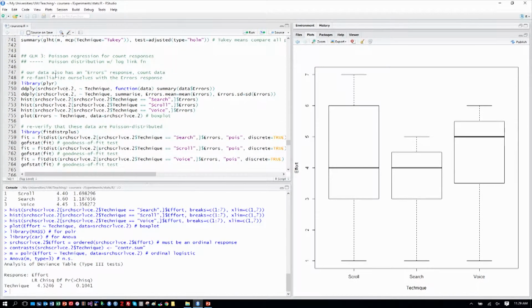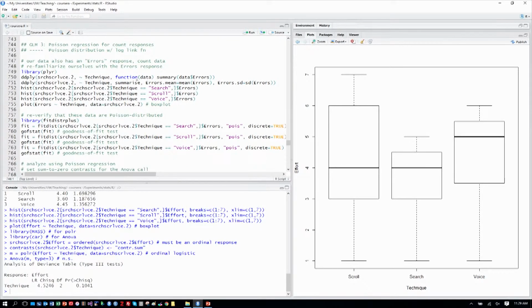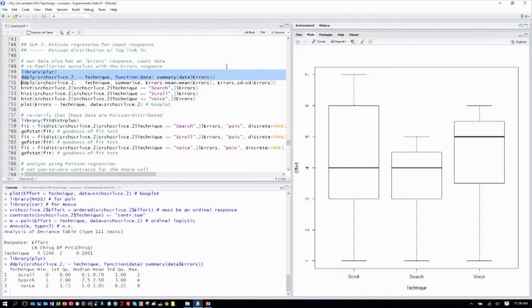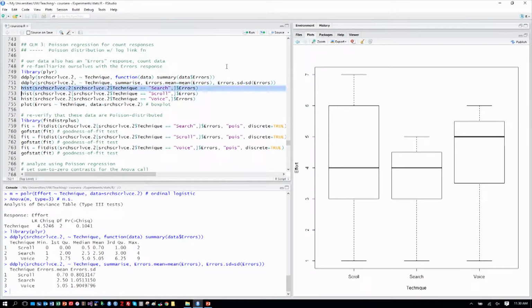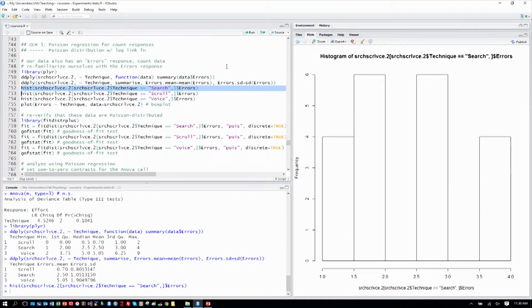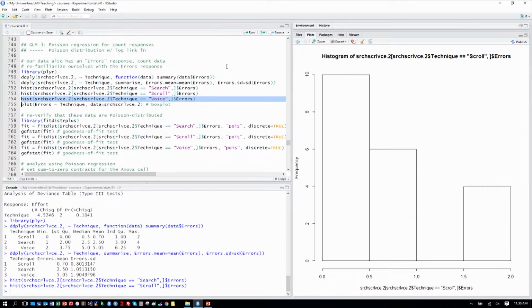Finally, let's look at our third generalized linear model, Poisson regression, which happens for rare event data and count responses. It uses a Poisson distribution with the log link function. So we're going to look at the errors response, which was another column in the data we were just analyzing. This is where we counted the errors people made as they looked up contacts with search, scroll, and voice in a contacts manager. So we'll refamiliarize ourselves with that data again, where we can see the means and standard deviations of that data. Here is the distribution of errors for the search approach, for the scroll technique, and for the voice technique.